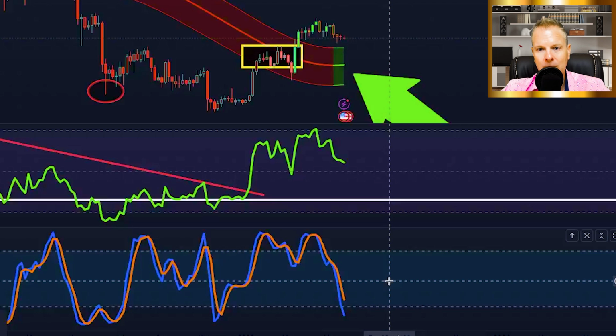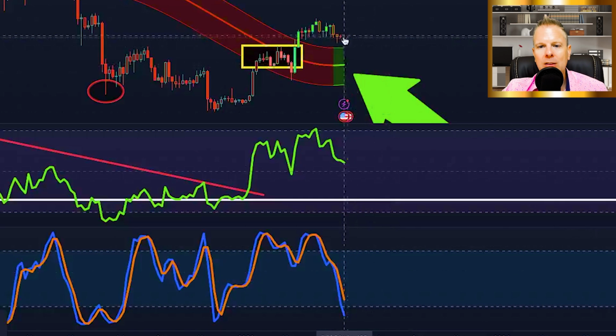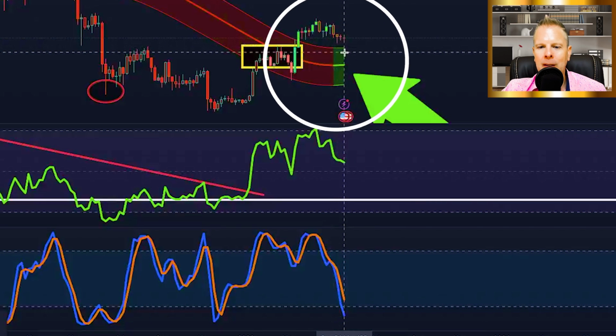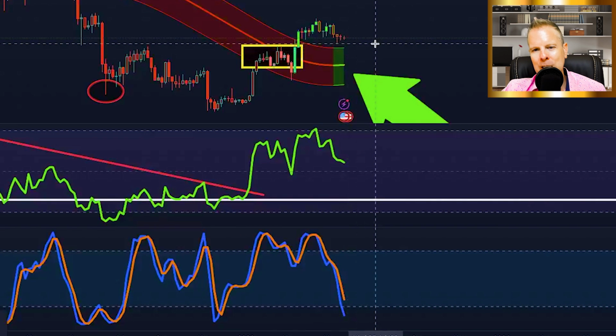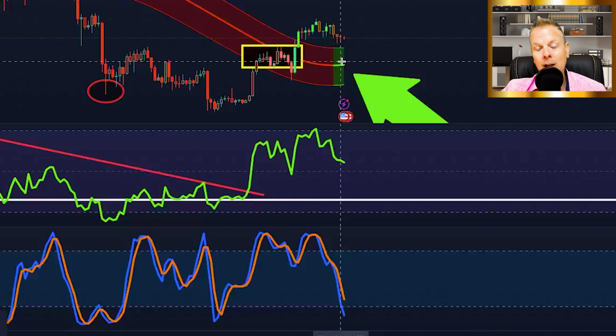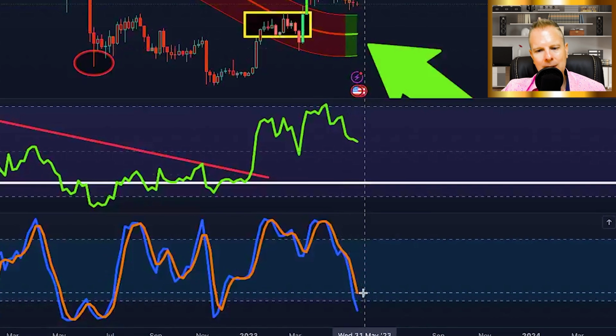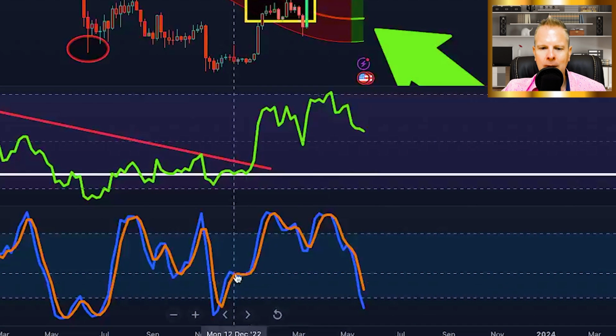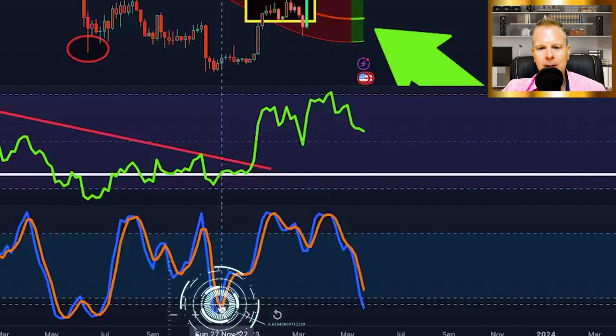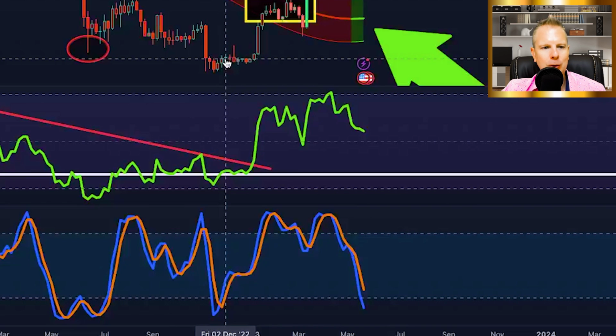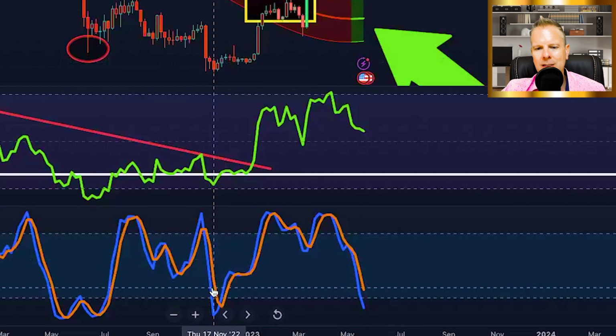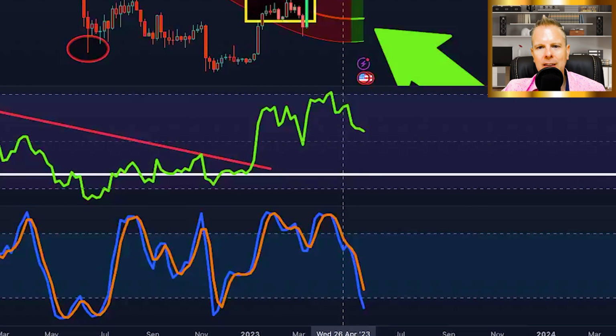What I do believe is going to happen is if we touch inside this Gaussian channel, then maybe these bears have something to stand on. We're not touching yet, and we just flipped to green, so we've got to be patient. But the stochastic RSI is going to give us a major clue. Look at the last time we had a stochastic RSI cross up. Last time we had a stochastic RSI cross up was at about 16K, and we went from 16K to 31.